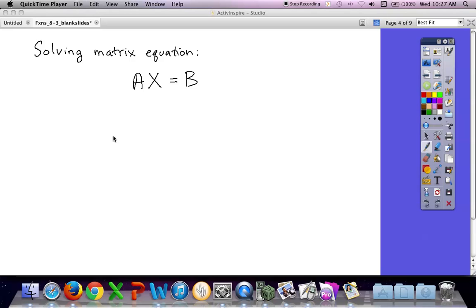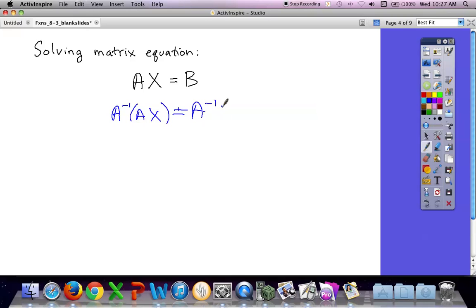Okay, so what we have to do is the inverse. We saw the inverse matrix in the last lesson. A to the minus 1, B. Take the inverse of both sides. That A to the minus 1. Remember when you multiply two matrices together and you got the identity matrix, those were called inverse matrices.